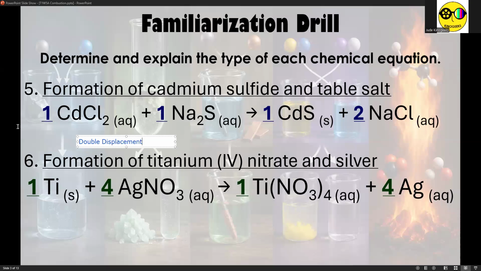Okay. Now, for the sixth equation, you have the formation of aqueous titanium(IV) nitrate and solid silver from solid titanium and aqueous silver nitrate. So you have titanium replacing silver as the partner of NO3. Therefore, for number six, the reaction is single replacement.